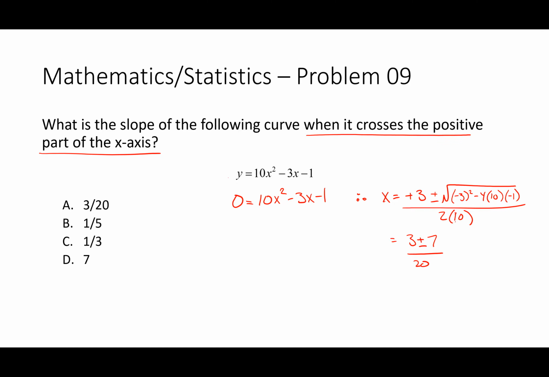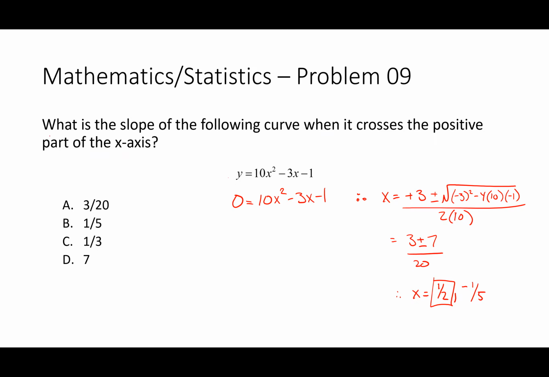And so x is 3 plus 7, which is 10 over 20, a half, or 3 minus 7, which is negative 4 over 20, that's negative a fifth. So hopefully that didn't go too fast. Okay, so that's part of the answer. When it crosses the positive part of the x-axis, we're only going to be concerned with x equals a half, because the other root crosses the negative part of the x-axis. Okay, now that answers that part of the question.